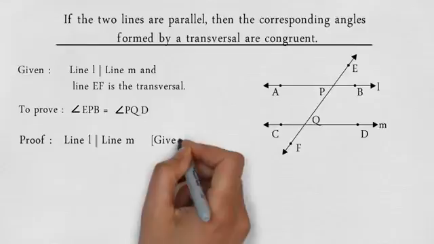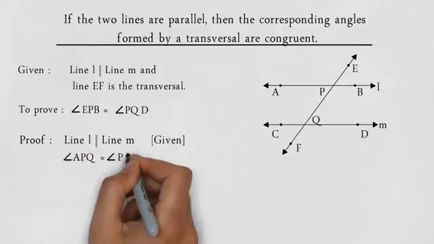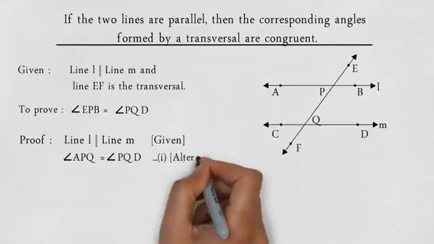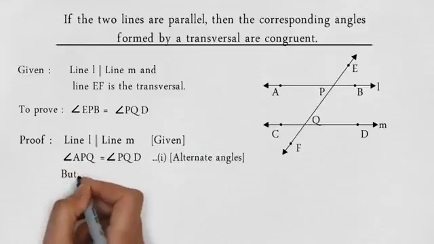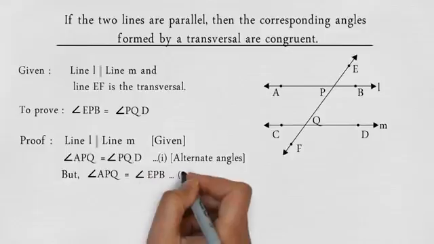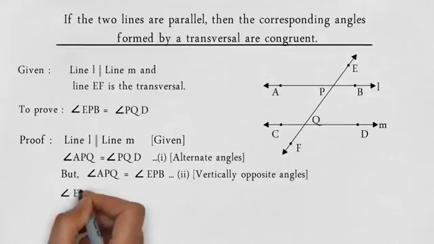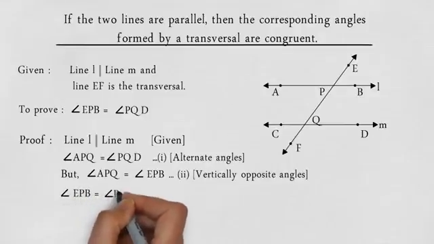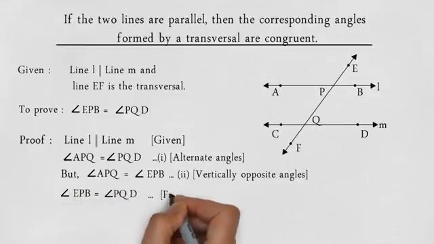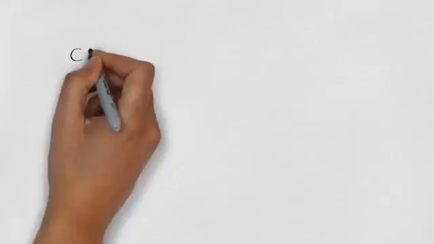Proof, line L is parallel to line M. That is given. Angle APQ is equal to angle PQD, that is alternate angles, but angle APQ is equal to angle EPB. They are vertically opposite angles. Angle EPB is equal to angle PQD. We get this from point 1 and 2.